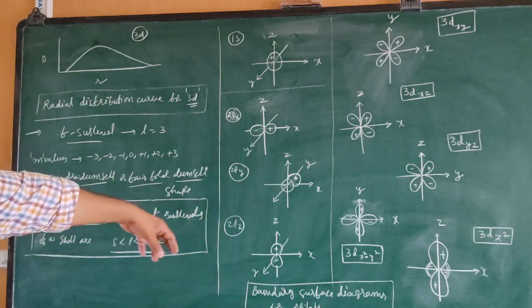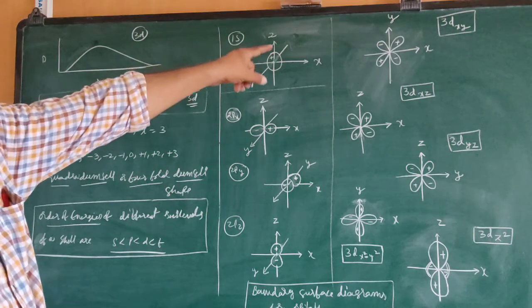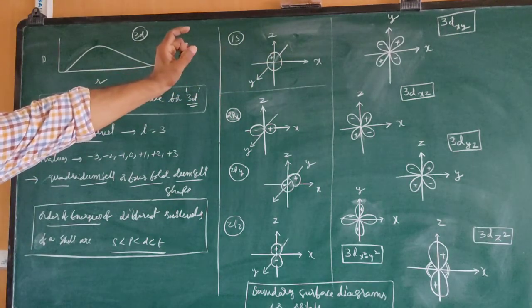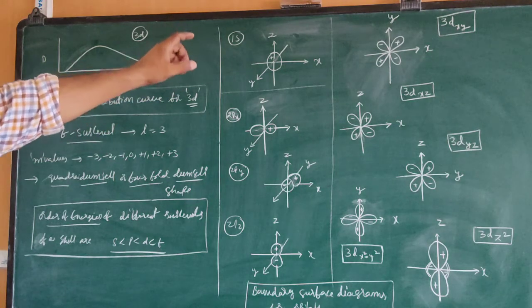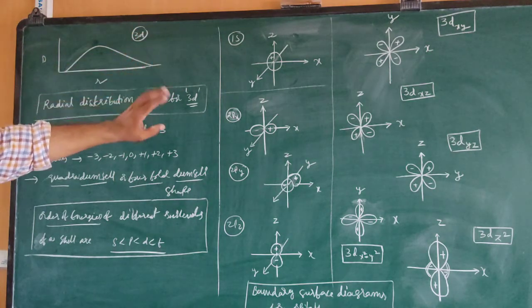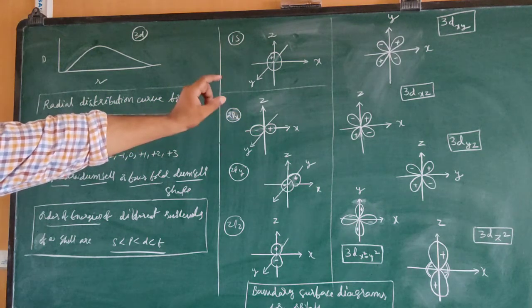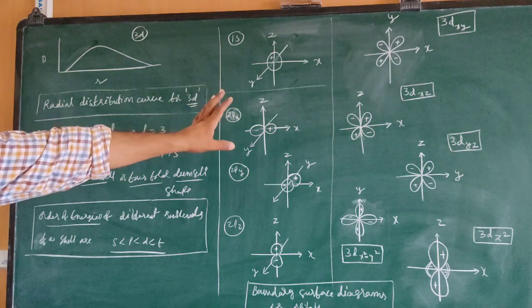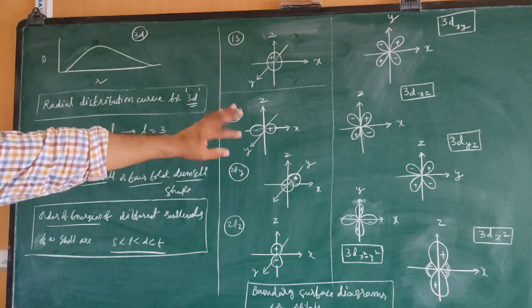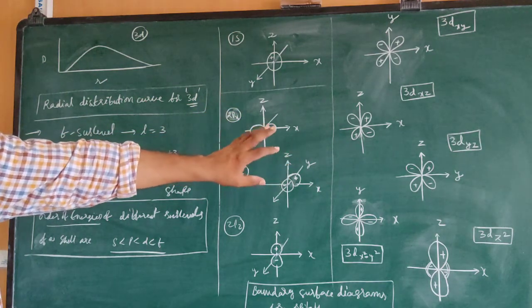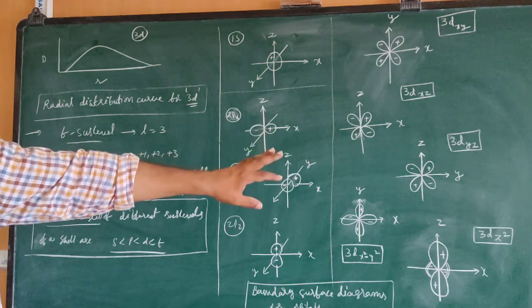Okay. Next one, that is 3dxy orbital. In 3dxy orbital, the four lobes are arranged between x and y axis. Next one, 3dxz orbital. In this orbital, these four lobes are arranged between x and z axis. Next one, 3dyz. These lobes are arranged between z and y axis.